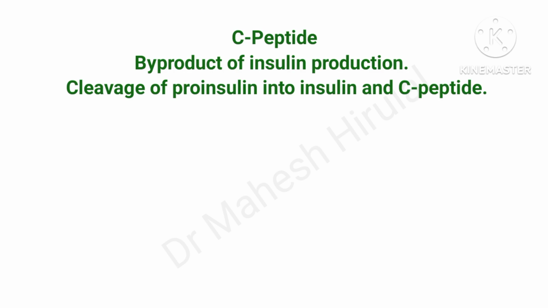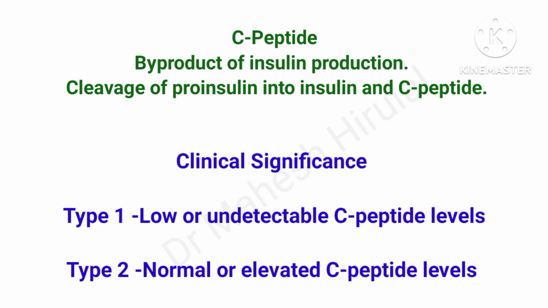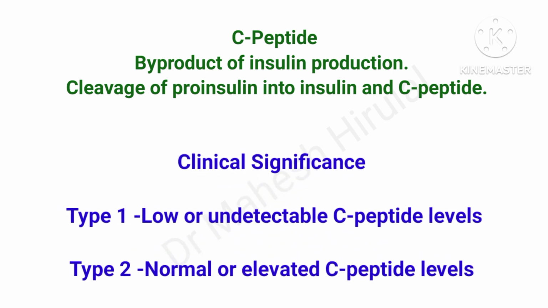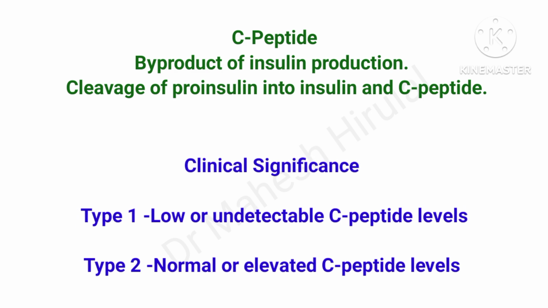C-peptide is a byproduct of insulin production. In the process of cleavage of proinsulin into insulin, the C-peptide is released. The clinical significance of C-peptide is that in type 1 diabetes, the C-peptide may be low or undetectable. In type 2 diabetes, the C-peptide level may be normal or sometimes elevated.